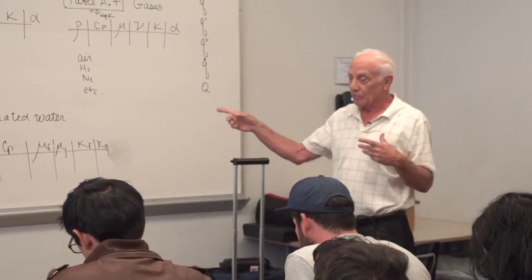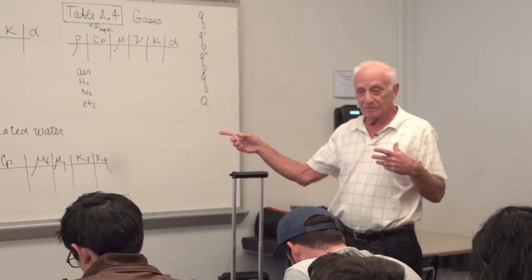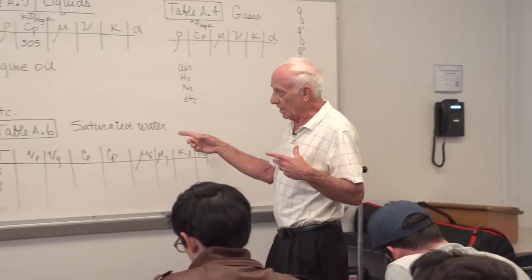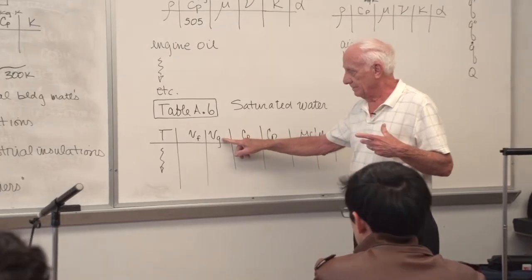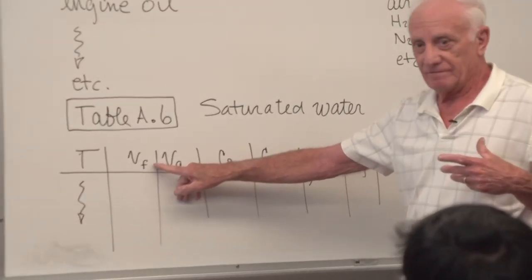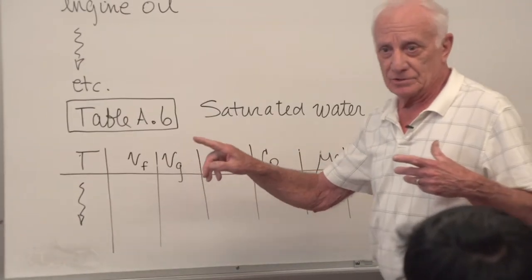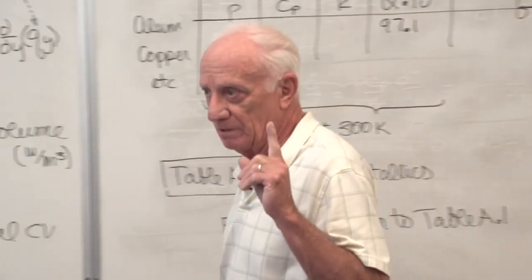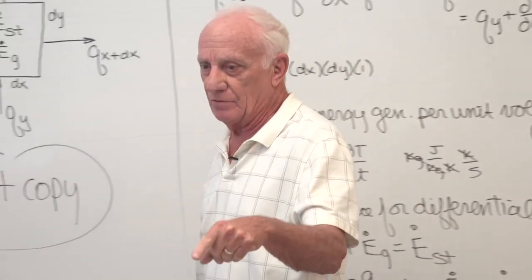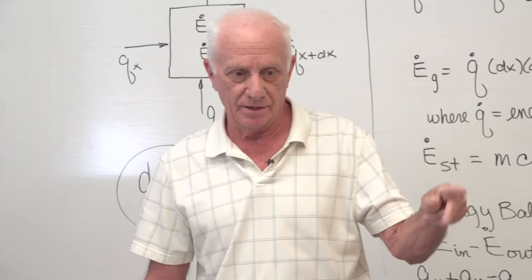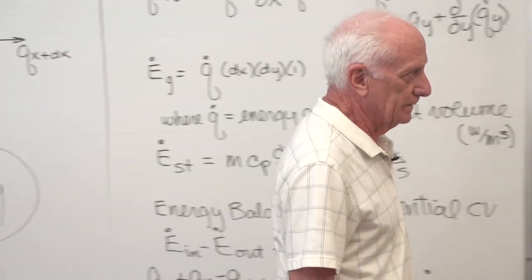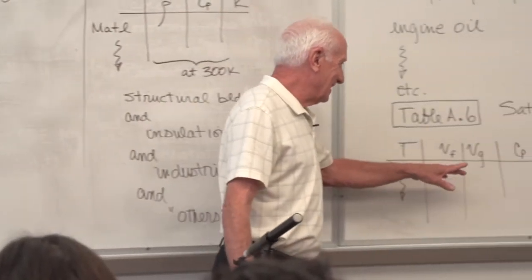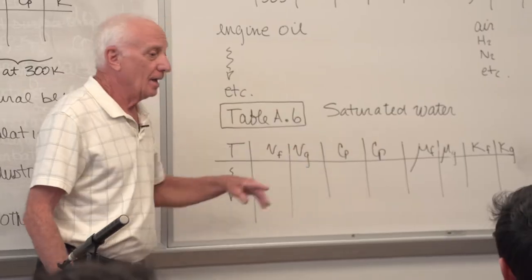It can be a saturated vapor or a saturated liquid. So when you go to that table, we're not talking about steam in a pipe, we're talking about liquid water. G is the gaseous phase, F is the liquid phase. You use everything with an F subscript on the table, nothing with a G subscript, for saturated liquid water. Okay, just a warning so you know.